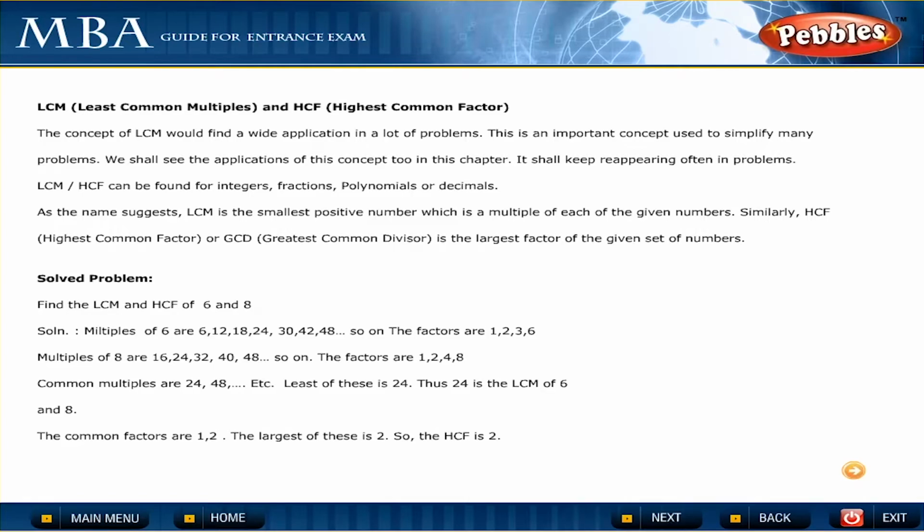LCM or HCF can be found for integers, fractions, polynomials or decimals. As the name suggests, LCM is the smallest positive number which is a multiple of each of the given numbers. Similarly, HCF or GCD is the largest factor of the given set of numbers.